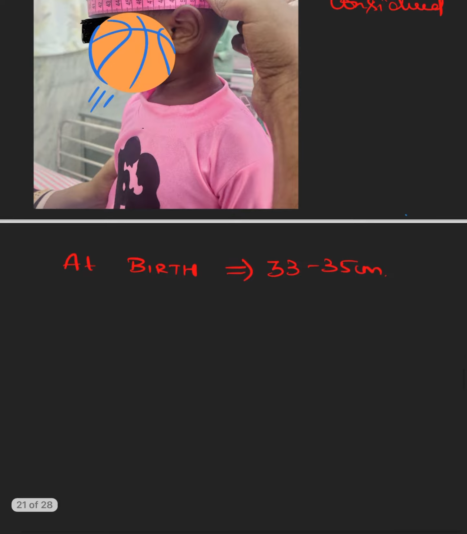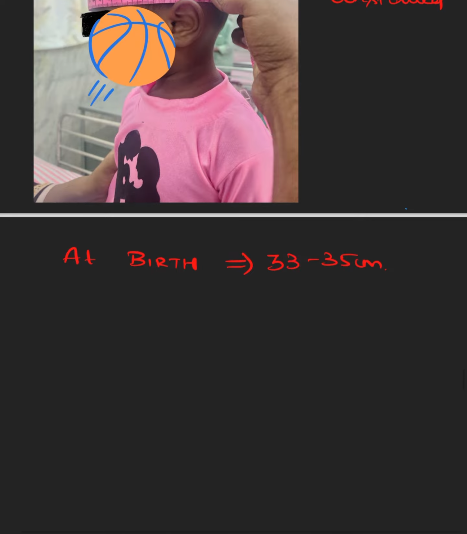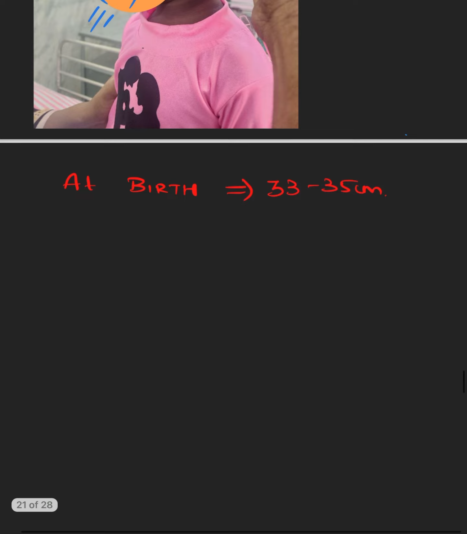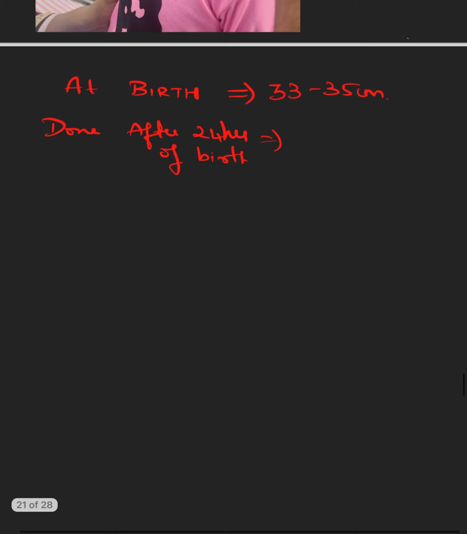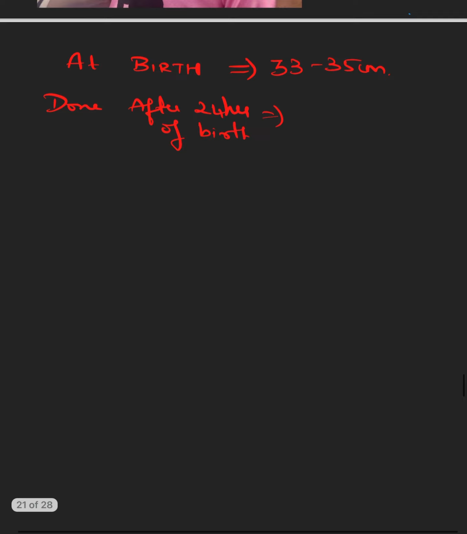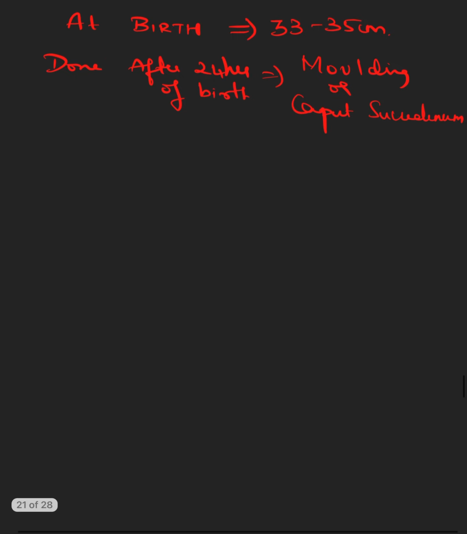At birth, the head circumference is 33 to 35 centimeters for a term child. We are talking about the term child here. It should be measured after 24 hours of birth, because physiological molding and caput succedaneum can hamper the measurement. So we only measure after 24 hours after birth.